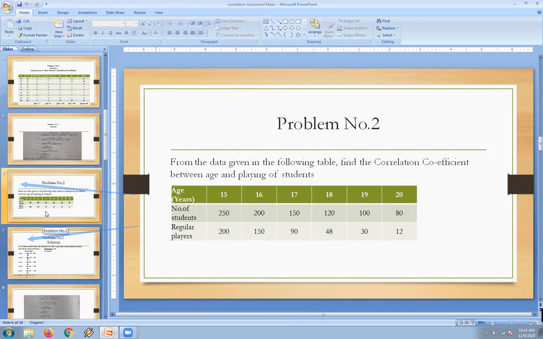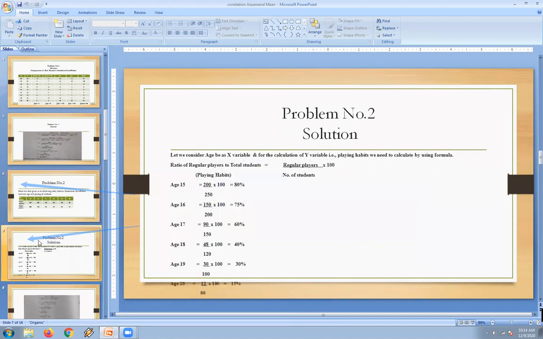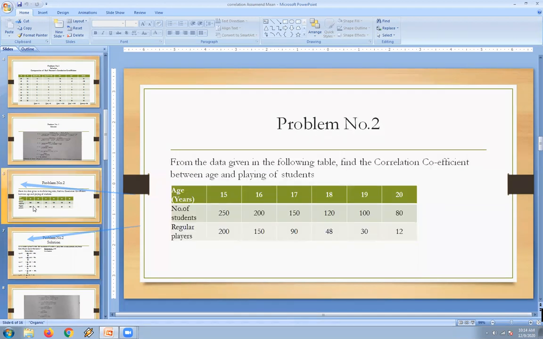Let us see here in this case. Now we should see between what variables the correlation has to be found. Here very clearly they have given age as one variable, and playing of students as the other.